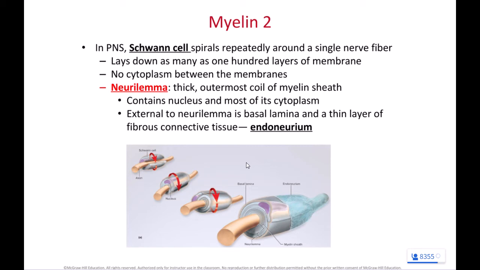And we call it the neurolemma because it's going to have the nucleus, it's going to have the organelles of the Schwann cell. This is the part of the Schwann cell that really is the nuts and bolts that keeps the Schwann cell alive. And then outside of this neurolemma, we have another layer, the endoneurium, which you should have been able to identify in lab up until this week, unless you have the Friday lab section. We'll talk about it today during lab.